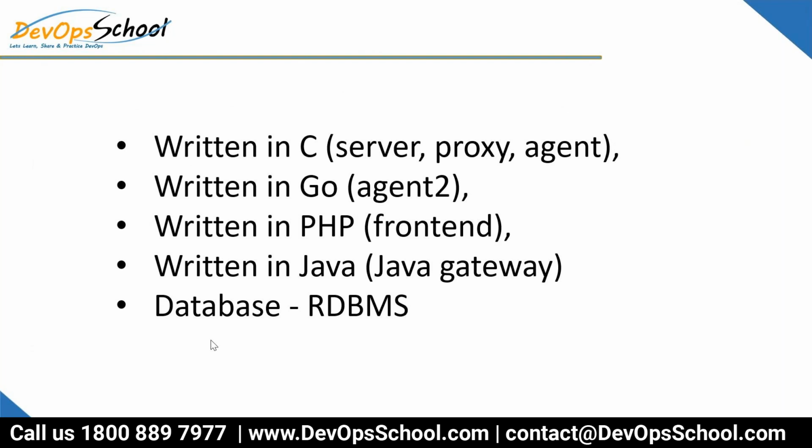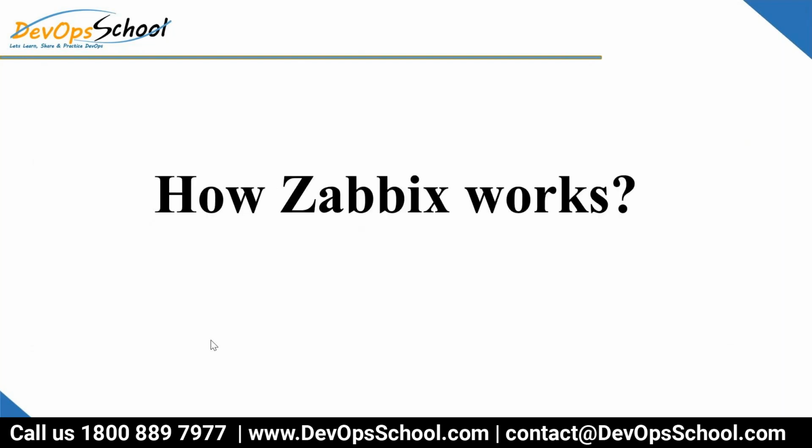Okay, so now you see which component uses which programming language. The server is written in C, proxy is C, agent 1 is written in C, agent 2 is written in Go, frontend is written in PHP, and the Java gateway, which I'll talk about later to avoid networking limitations, is written in Java. And the database is an RDBMS, meaning MySQL, MSSQL, PostgreSQL, all kinds of things. So this is what we have. Are you okay with it, all of you?